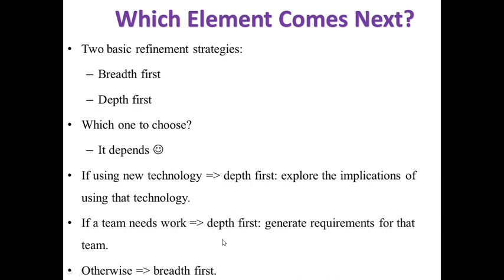Which element comes next? There are 2 basic refinement strategies: the first one is breadth first and the next one is depth first. Which one to choose can be based on the process. If you are going to use a new technology, depth first has to be used, that means it is going to explore the implications of the technology. If the team needs work, depth first has to be used. Otherwise, breadth first can be best.